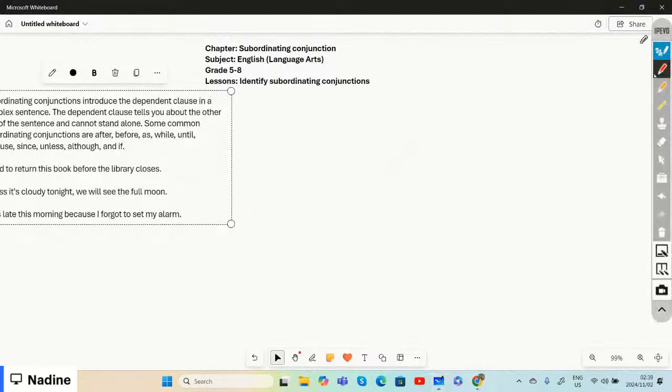So we need to basically try to identify subordinating conjunctions, because a subordinating conjunction you'll mainly find within a complex sentence, right? Where a subordinating conjunction introduces the dependent clause within a complex sentence. And we said a complex sentence has both an independent clause as well as a dependent clause, right? And a dependent clause cannot stand on its own. So what the subordinating conjunction does, it introduces that dependent clause within our complex sentence.